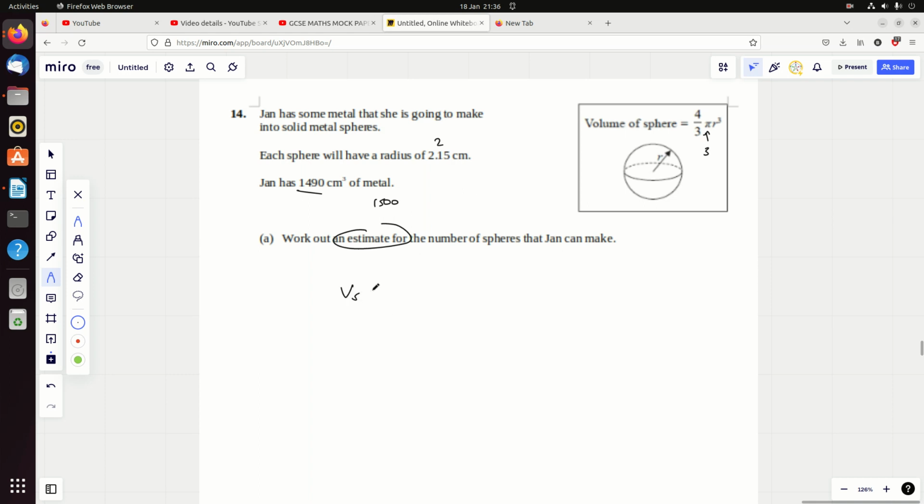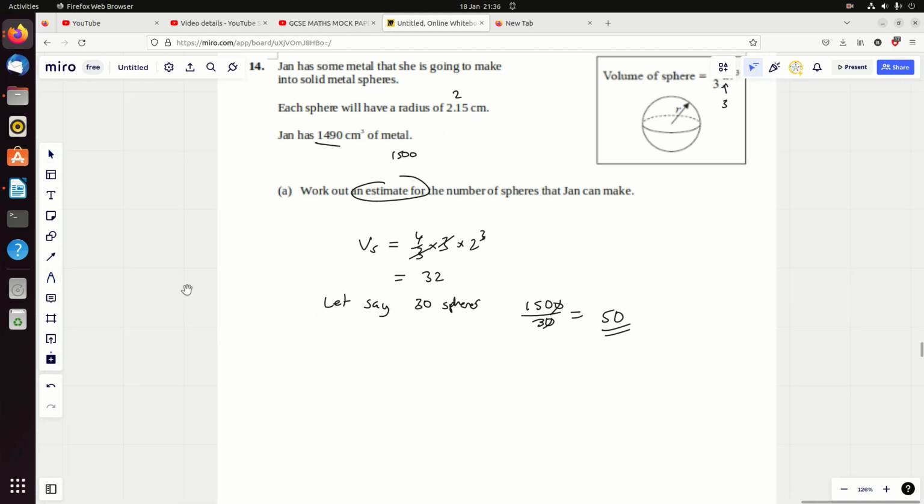The volume of one sphere is going to be 4/3 times 3 times the radius, which is 2 cubed. Now, what does that actually equal? Well, 4/3 times 3 is 4, so you've got 4 times 8, which is 32. Now, you've got 32 and 1500. We're just working out an estimate, so let's say 30 spheres, because it's much easier to do 1500 divided by 30. You can just cross out a couple of zeros, do 150 divided by 3, and it is 50. That's an estimate of the number of spheres they can make.